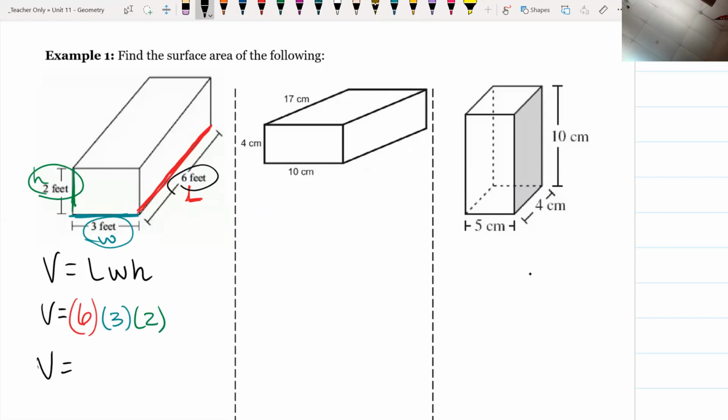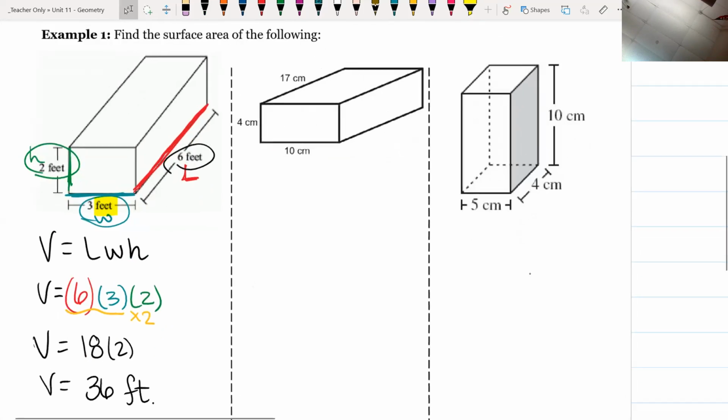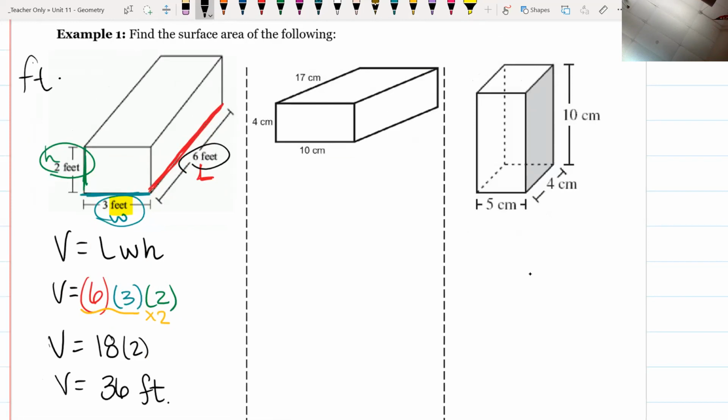But if you don't want to do that and you want to try it in your head, that's fine too. So I would do 6 times 3 first and then multiply by 2, right? So 6 times 3 is 18. 18 times 2 is going to be 36. Now, we still label here, and it's feet, so I'm going to abbreviate that to FT. Now, we did feet times feet times feet. So how many feet did we multiply together?